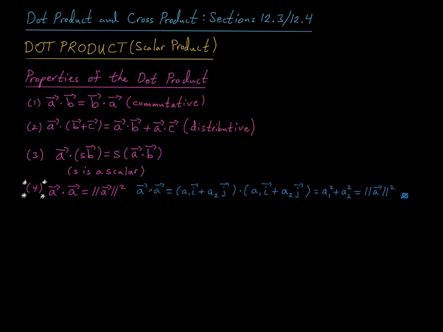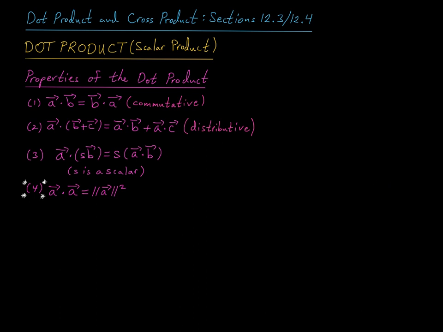Writing A in component form, this is A1i plus A2j. If I dot it with itself, multiplying the i components gives me A1 squared. Multiplying the j components gives me A2 squared. So here I wind up with the sum of the squares of the components. And if you recall how we compute the magnitude of a vector in terms of components, that's equal to the square root of the sum of the squares of the components of the vector. And since I just have the sum of the squares of the components without the square root, this in fact is equal to the square of the magnitude of the vector A.